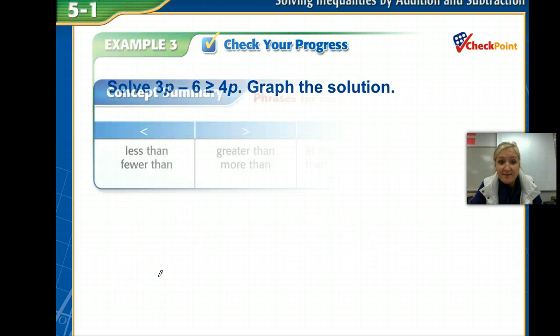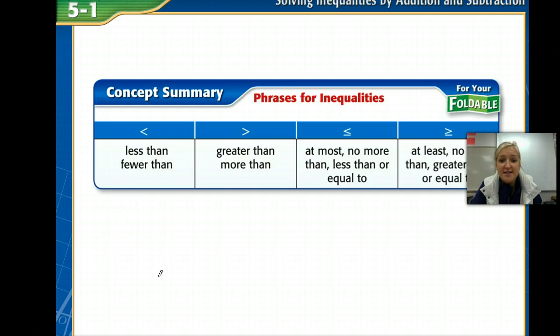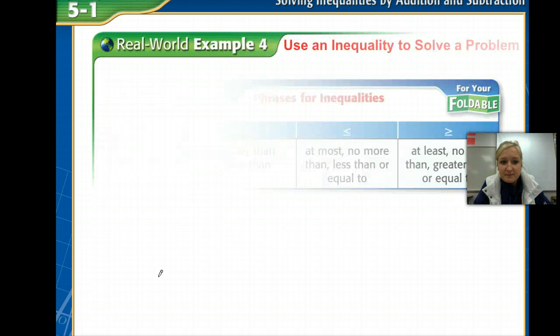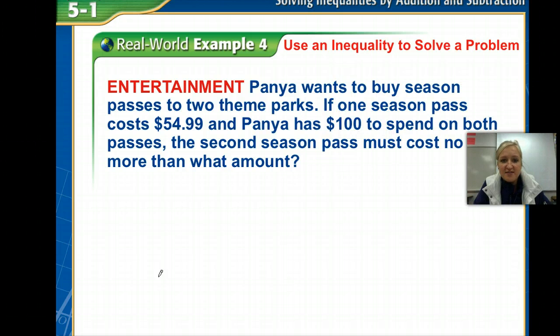Let's move on. Some phrases for inequalities. Make sure that you get these in your notes, because in algebra, they're not always going to be as basic as less than or greater than. We see words like fewer than, more than, at most, at least, no less than. So take a minute and pause the video and make sure you get these phrases for inequalities written in your notes, because you will have some word problems that you need to make sense of.